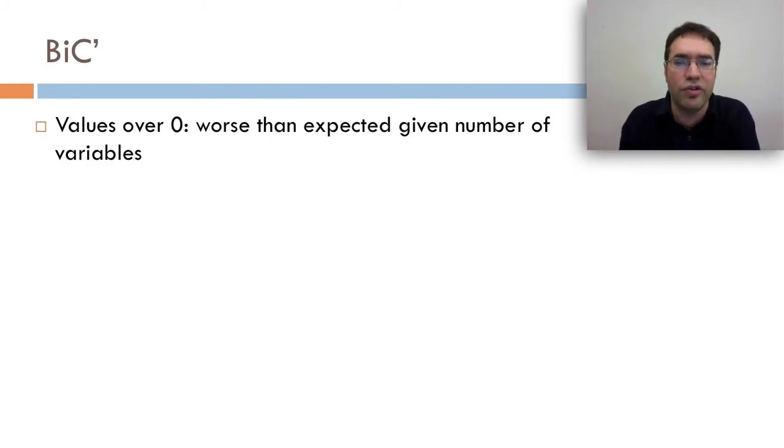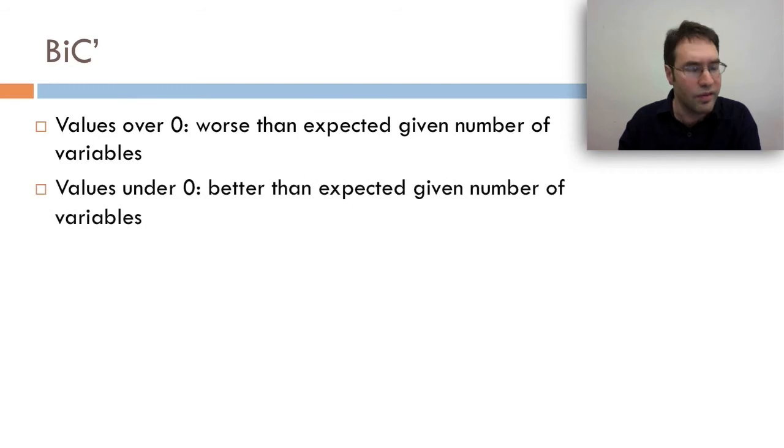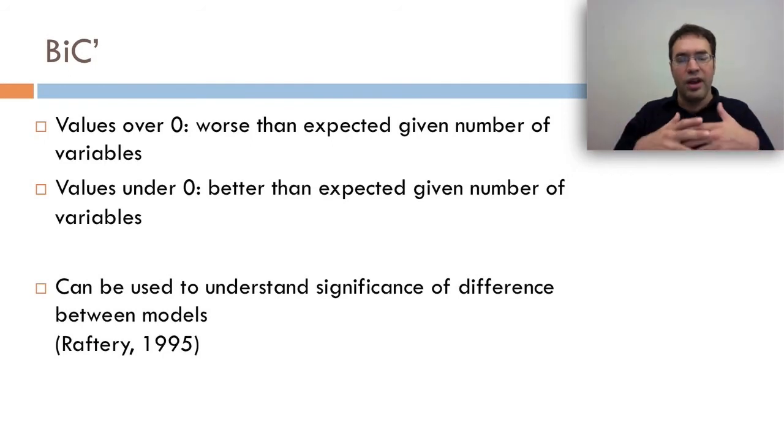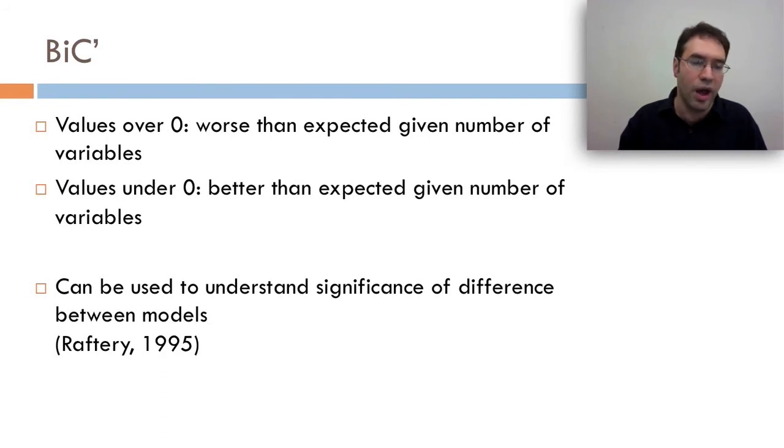If you've got a value over 0, then your model is worse than expected given the number of variables. If you've got a value under 0, then your model is better than expected given the number of variables. And you can use them to understand how significant a difference is between two models. It turns out that with BIC prime, if you have a difference of 6 or 10 between your models, that's equivalent to having a statistically significant difference, according to Raftery.